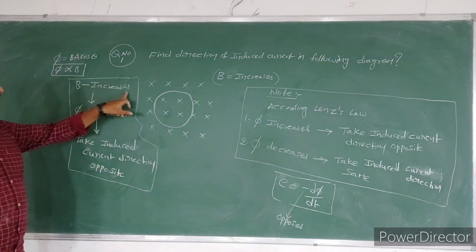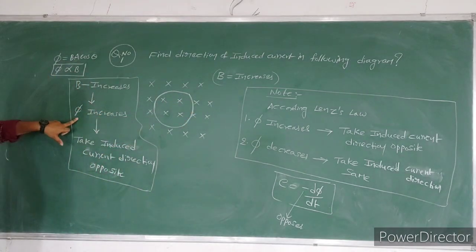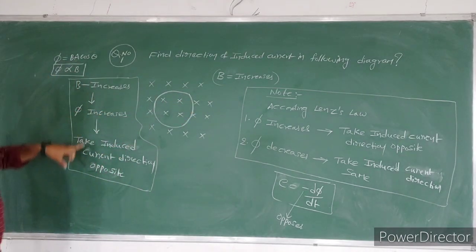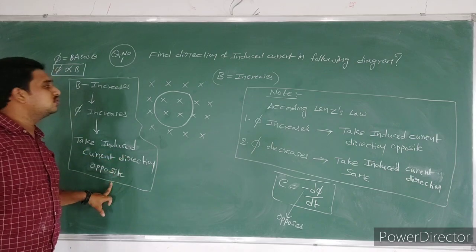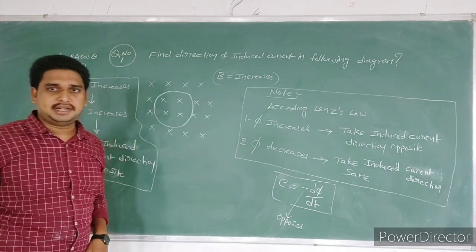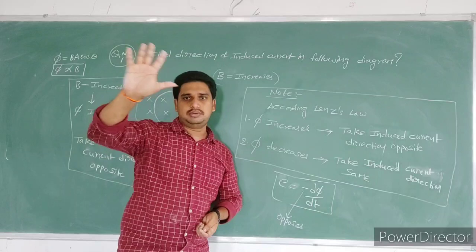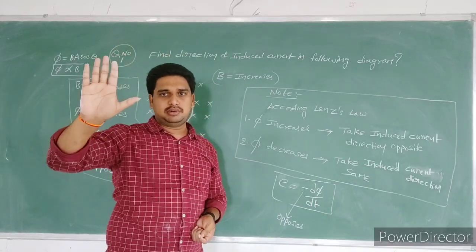Okay. The magnetic field is increasing, as given in the question. Magnetic field increasing means flux is definitely increasing. Flux increasing means take the induced current direction opposite. Okay. For example, in this figure, what is the original direction of current? How do we find the original direction of current? By using the right hand thumb rule.